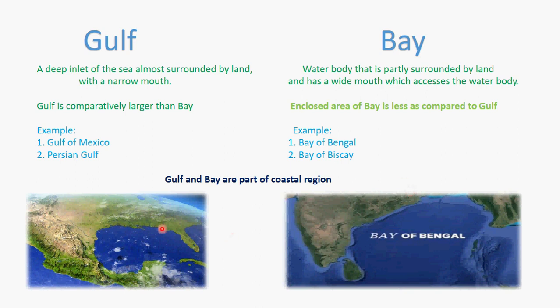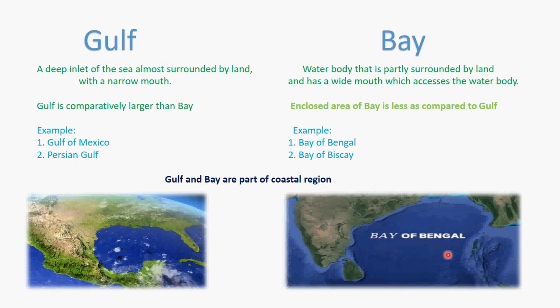Here is a gulf. So a gulf has a deep inlet of water inside the land. On the other side, a bay does not have a deep inlet of water, but it has a large, wide mouth. And a gulf has a smaller mouth, meaning the entrance of the water is narrow, and a bay has an entrance that is very wide. So these are some crucial differences.